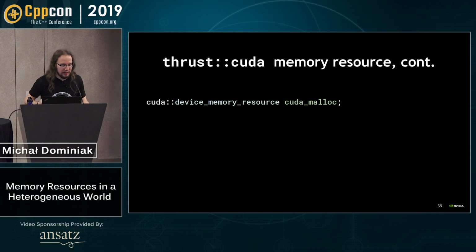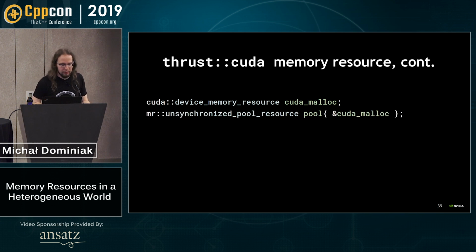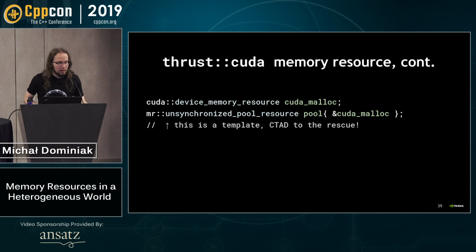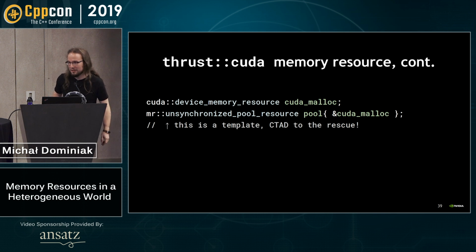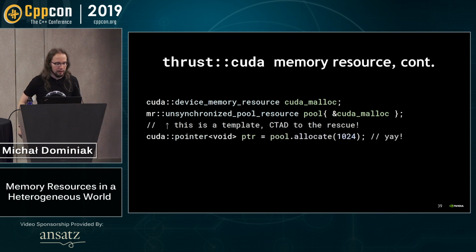So we can have a CUDA device memory resource, CUDA Malloc, and we could do an unsynchronized pool resource of this CUDA Malloc resource. This, by the way, is a template, and I'm not a huge fan of this language feature, but this is one of the places where it's really nice because I don't have to say anything. I just write code as if this was the standard facility. And then I can allocate from this pool. I will get a CUDA pointer to void that I can just use then. So it's great, right?